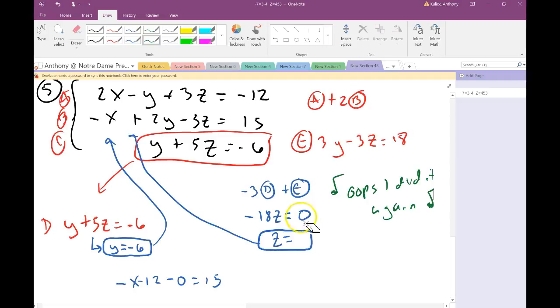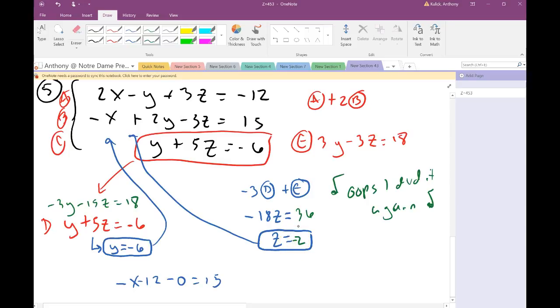Alright. So, when I multiply this thing by negative 3, I get a positive 18. So when I do that, I got 36. So this should be negative 2.